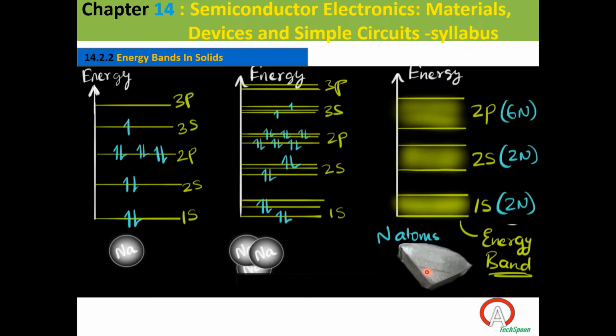Who knows the answer? The atoms interact. Yes, there will be interaction between multiple atoms, right? So even though the electrons are in the same orbit, due to these interactions, the valence electrons in each atom will have different energy levels. So we cannot give a single energy level. There will be a band. So that band formation of energy is coming.